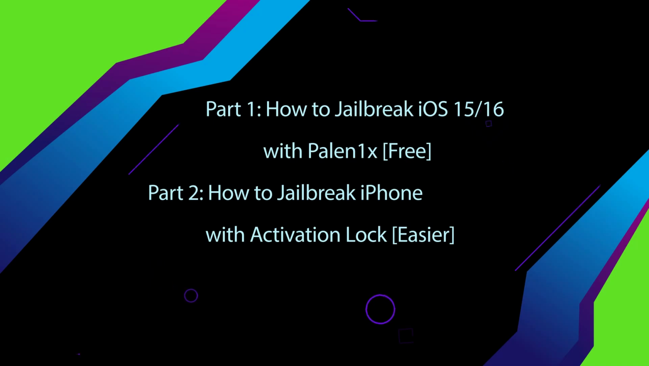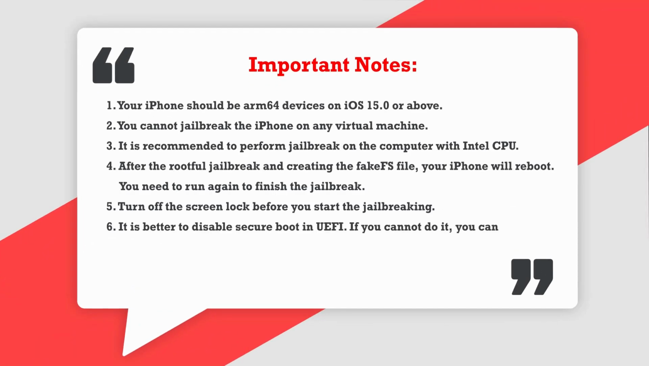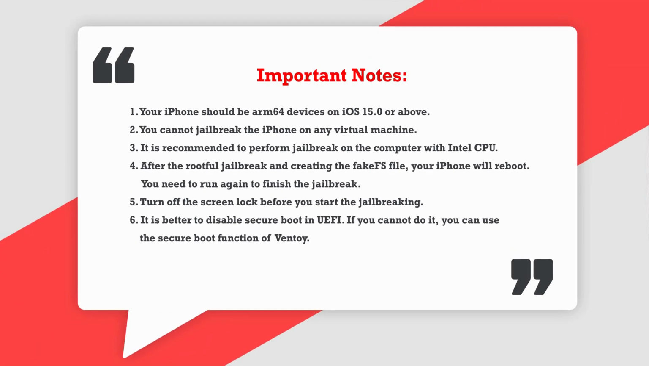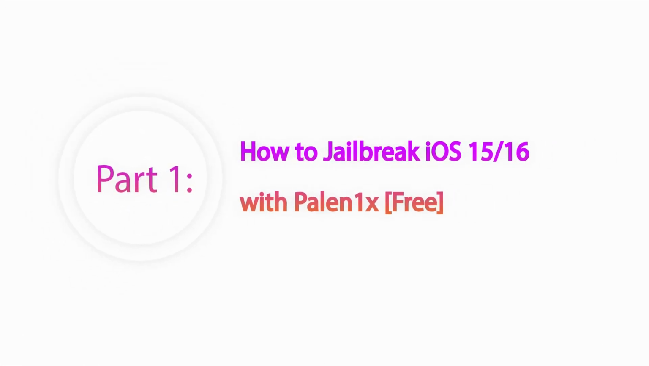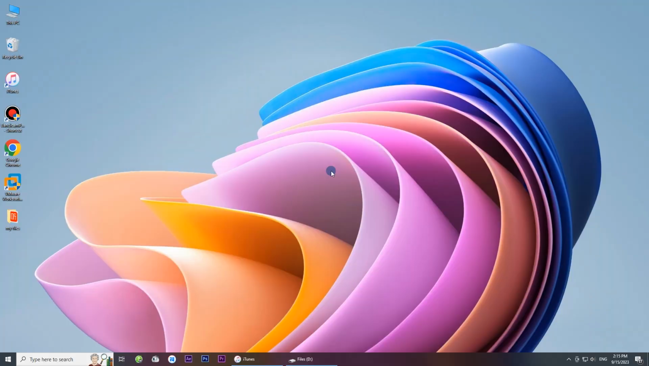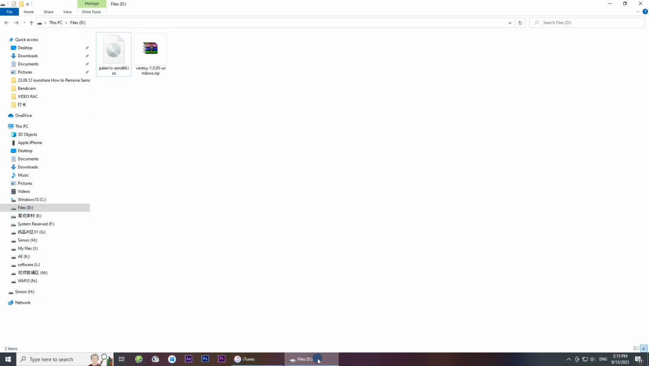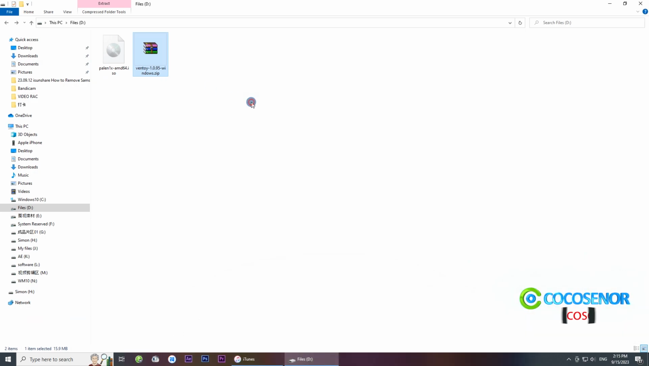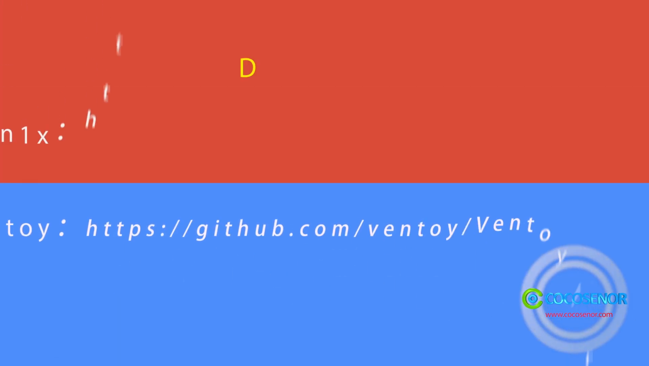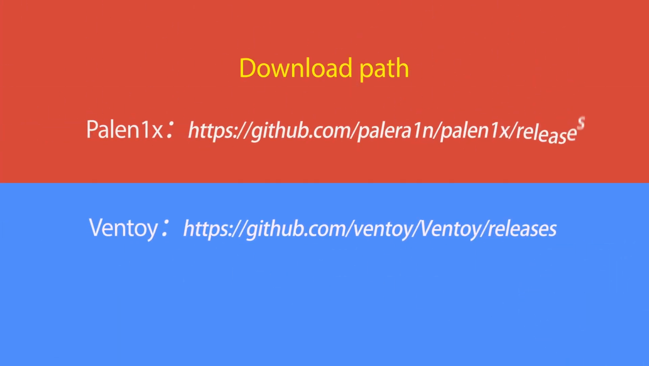Before you go ahead to jailbreak the iOS, you should know these important notes. Part 1: How to jailbreak iOS 15/16 with Palin 1X. Palin 1X and Ventoy are used here to create the jailbreak USB drive. You can download them from these two websites.